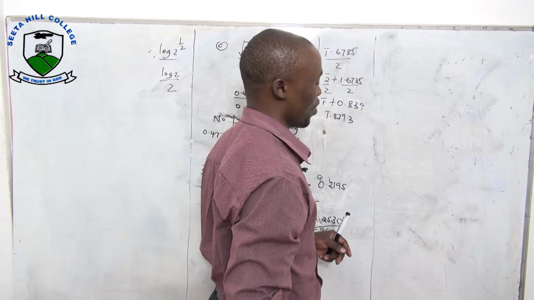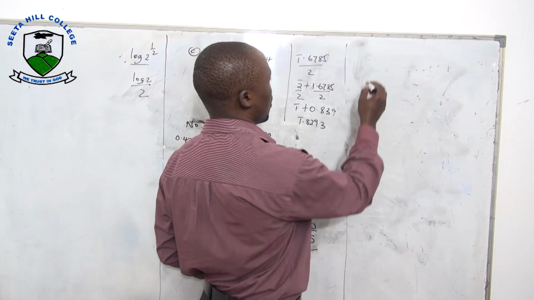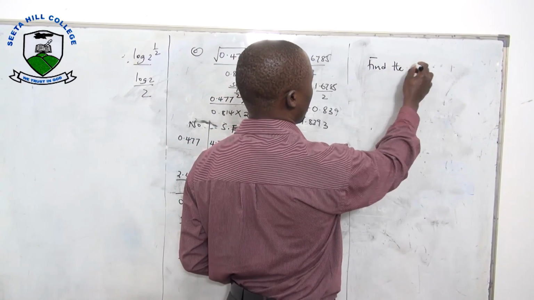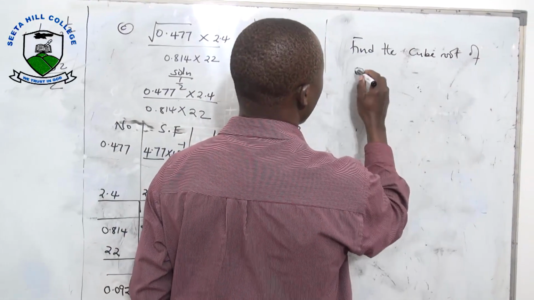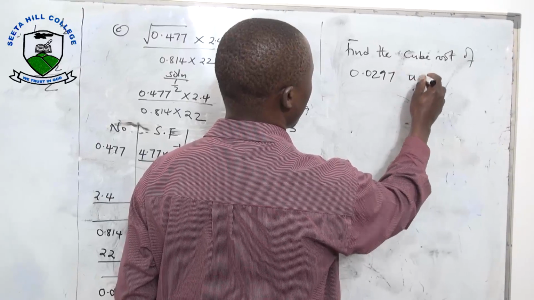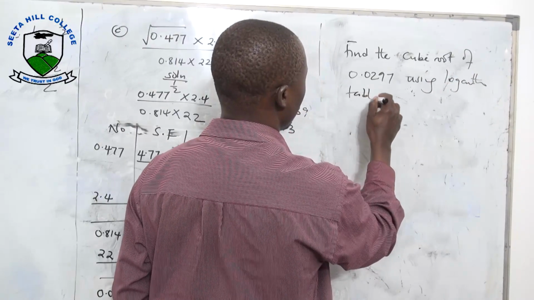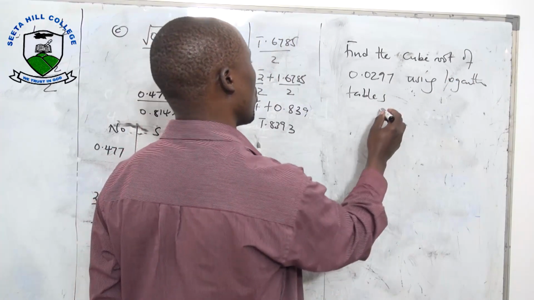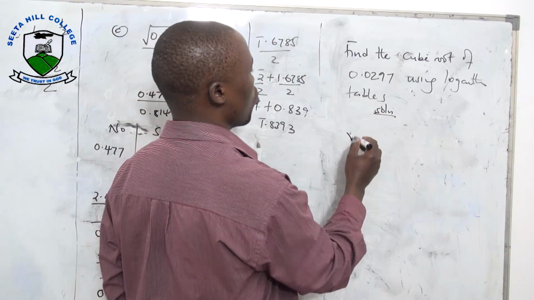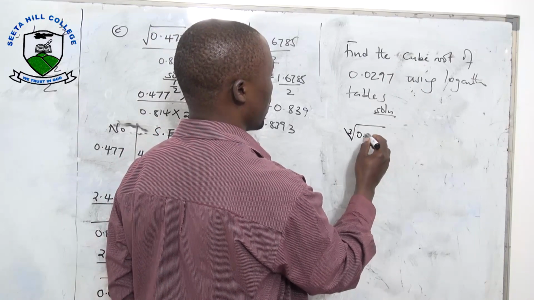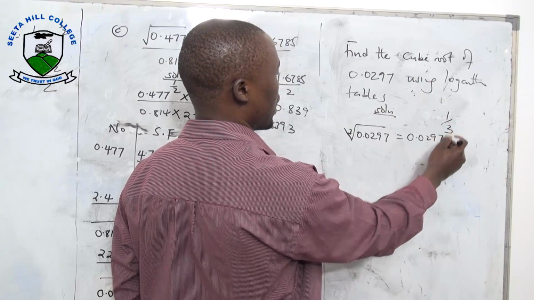Now, in trying to summarize, we can have this. Find the cube root of 0.0297 using logarithm tables. So cube root means this. 3 is there, not so? Which means to the power what? A third.